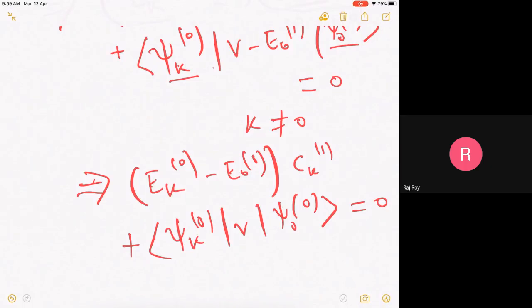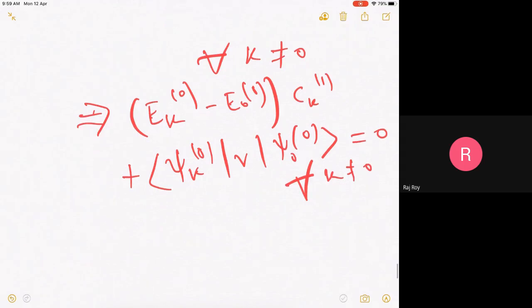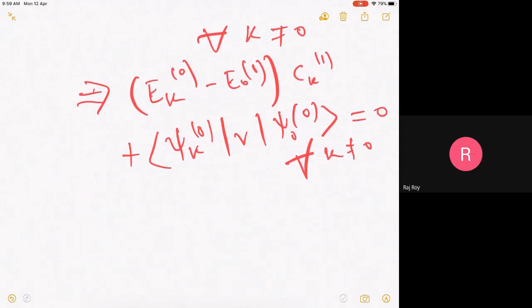For every k, which is not equal to 0, k equal to 1, k equal to 2, all excited states basically, of H naught. That will give me the ground state first order correction. That's very interesting. So to get the ground state first order correction, I'm utilizing the excited state solutions of H naught. So that's the basic philosophy.